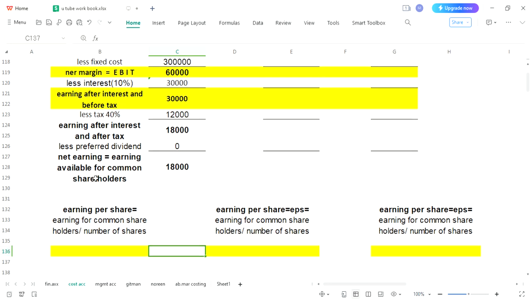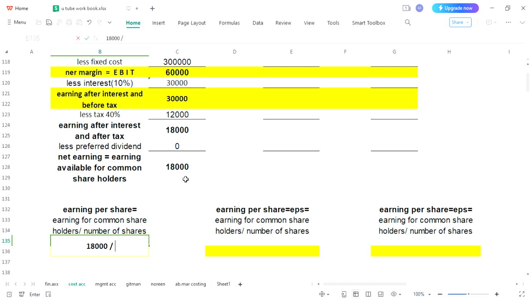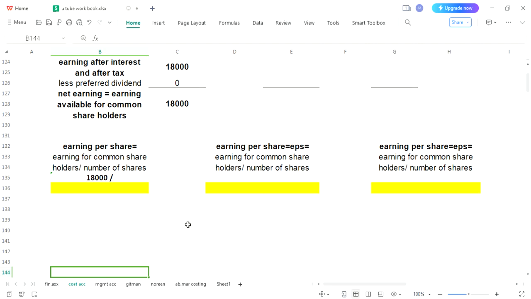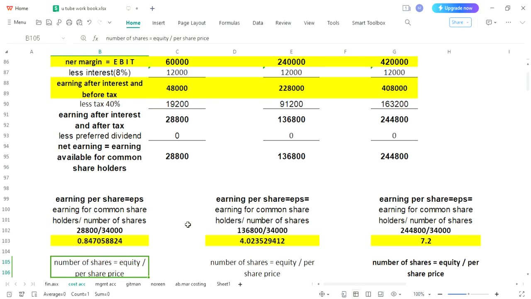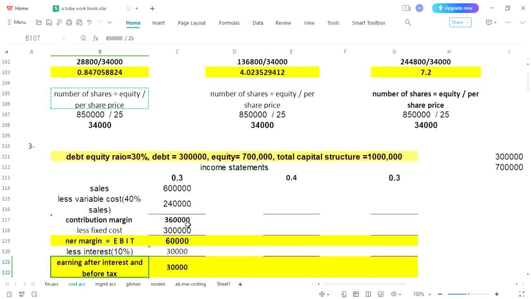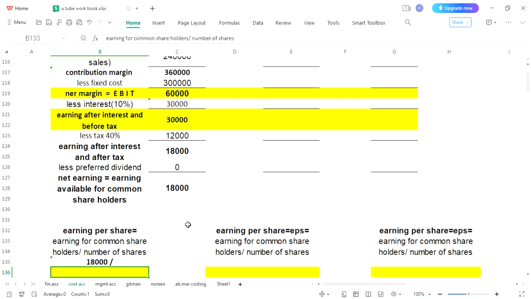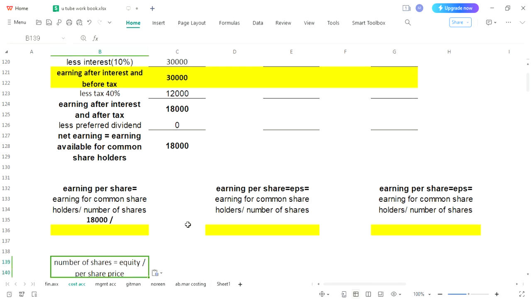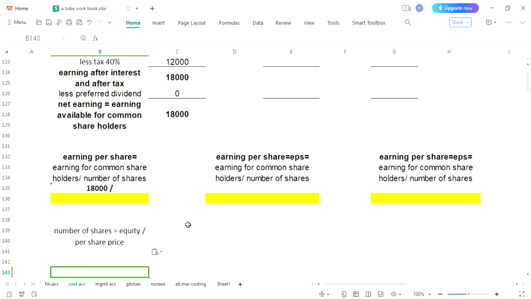At the same time, we can now calculate earning per share for the first part, for which we need earning for common shareholders, and that is what we have calculated right now, 18,000, and you need to divide it by the number of shares. For the number of shares we will go back. This way we will calculate our number of shares, for which we need our amount of equity and per share price.